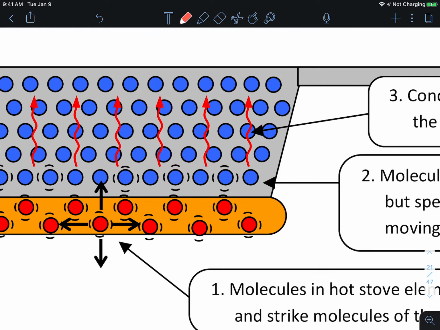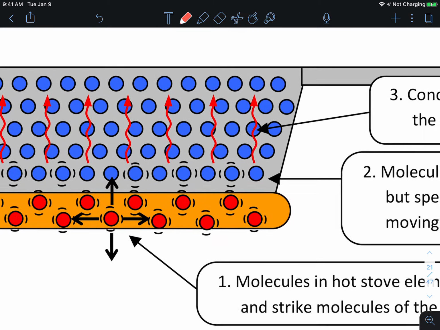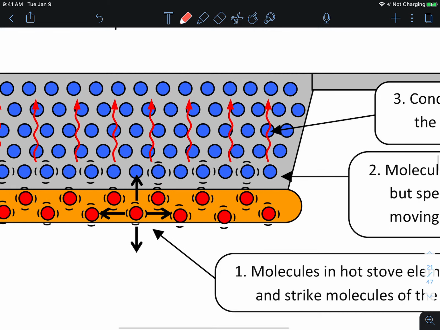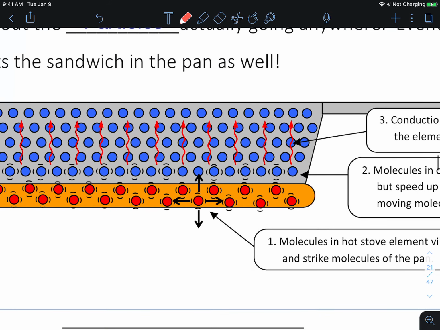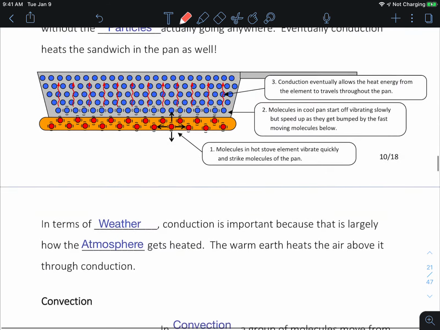We have a transfer of energy from the fast-moving stovetop particles to the pan, and we can always think that this is why the stovetop has to actually be hotter than the pan, because you're only going to be able to transfer a small amount of that energy through this conduction.